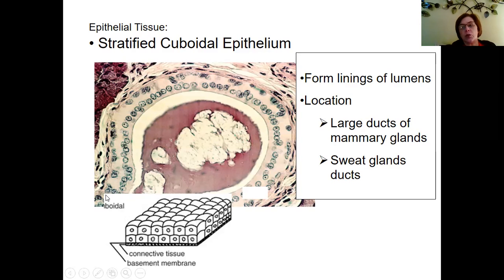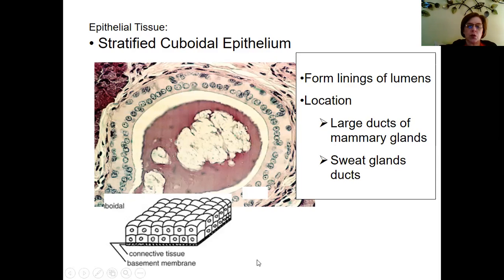Usually our stratified cuboidal are the only ones you're going to see that are 2 rows thick. So you'll never see a stratified cuboidal that has more than 2 rows. So this is a great example of stratified cuboidal. You really can't see the cell membranes, but if you use the nuclei as your guide, you can see that there would be a square around that.